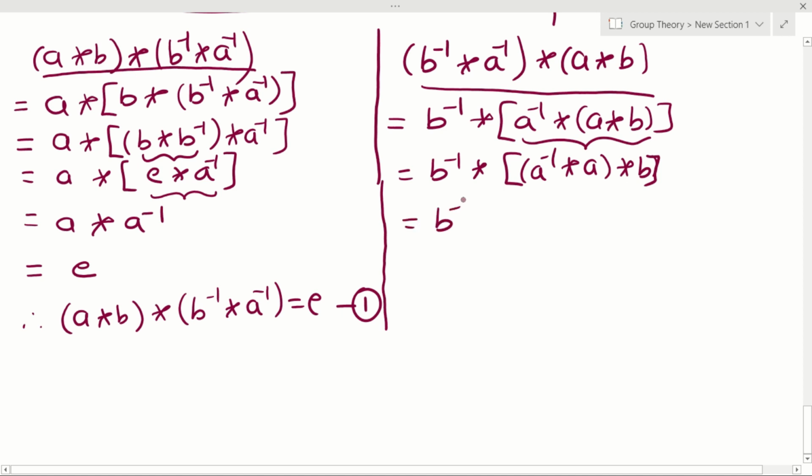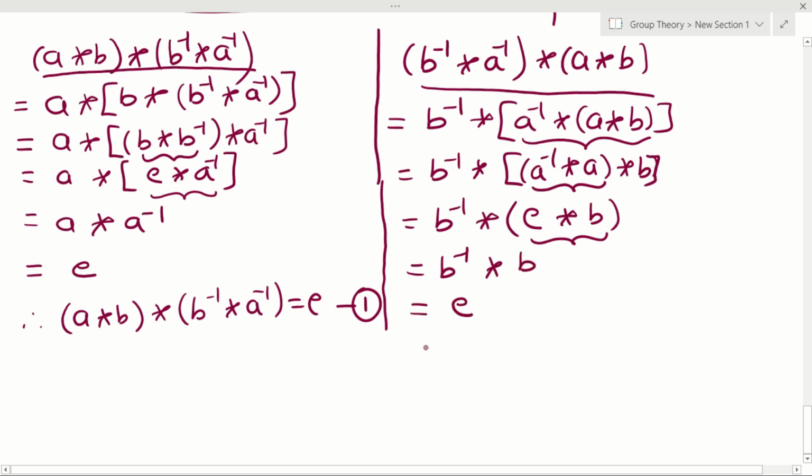This is equal to B inverse star, what is A inverse star A? We get E, and this is star B. So this is equal to B inverse star E star B. Using the identity law, we get B. Therefore B inverse B is E. Therefore we get B inverse star A inverse star of A star B is equal to E. We shall take this as equation 2.